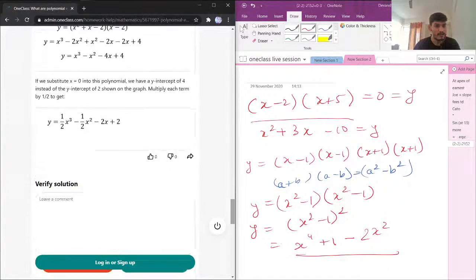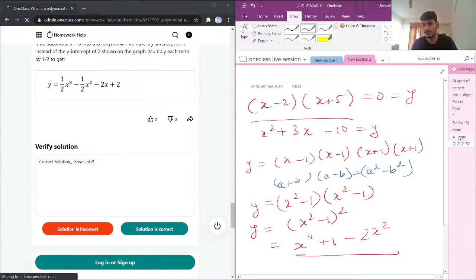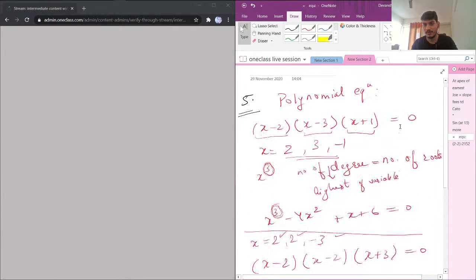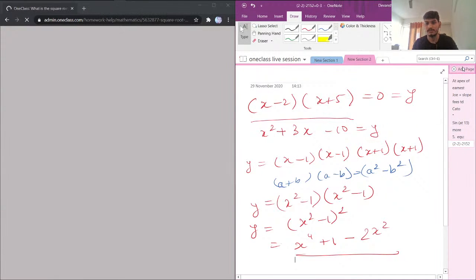Then again we have few examples. The solution seems to be correct. Solution is correct. This was question number 5, I think. Yep. So we'll go to question number 6.